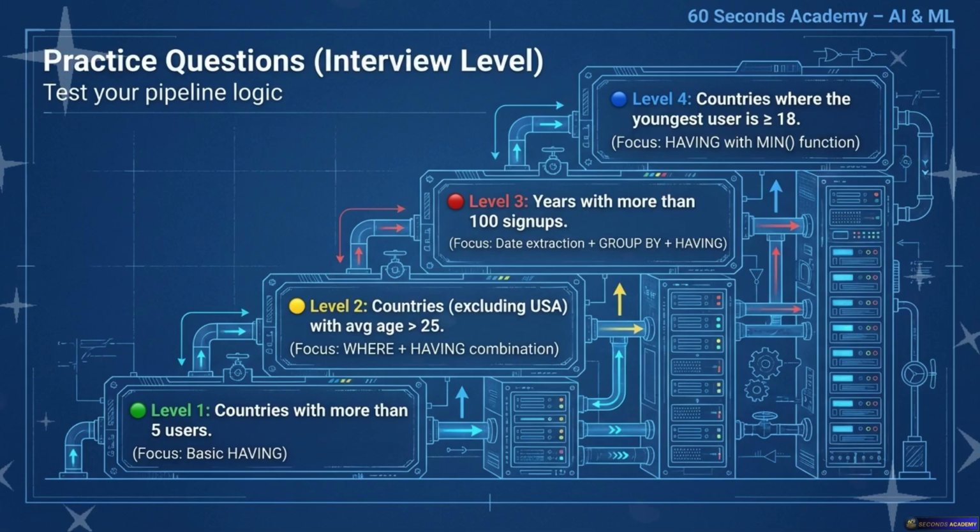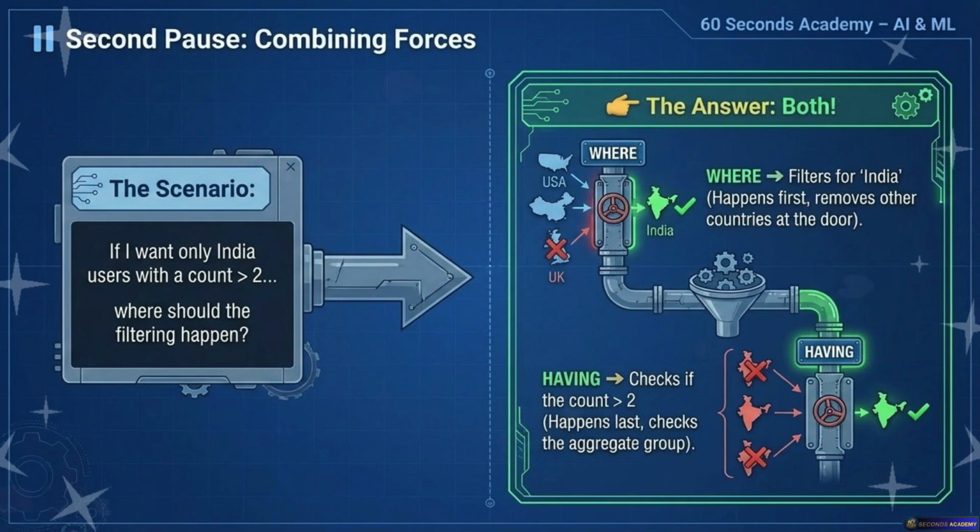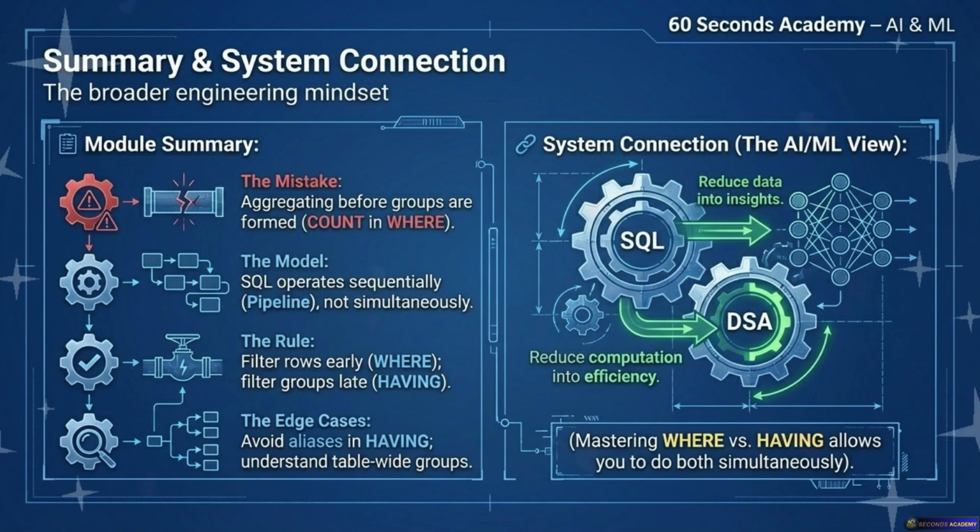If you connect these SQL concepts to the overarching philosophy of an AI engineering interview, you realize the core mindset is identical to data structures and algorithms. Really? How so? Well, SQL is fundamentally about reducing data volume into insights efficiently. DSA is about reducing computational operations into efficiency. I see. Filter early, compute only what is strictly necessary, and manipulate the physical reality of the engine's memory. That is a powerful way to look at it.